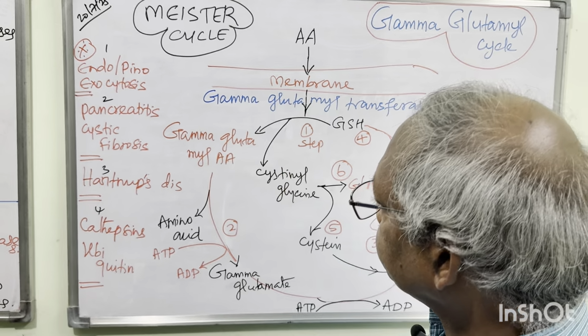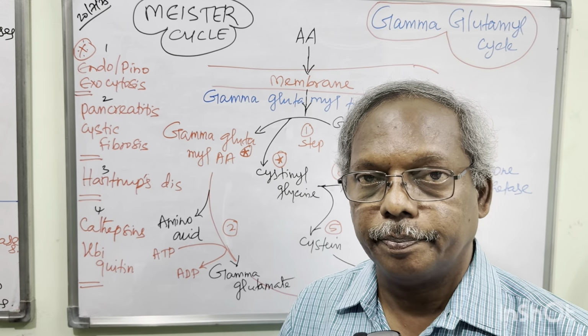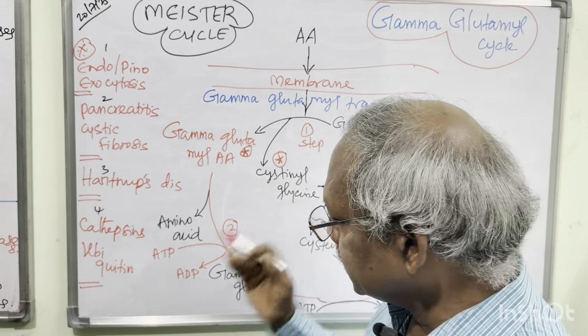This gamma glutamyl amino acid is converted into gamma glutamate, utilizing one energy molecule, ATP. The gamma glutamyl amino acid releases one amino acid and then synthesizes gamma glutamate. This is the second step. For this reaction, we require one ATP. Don't worry about the name of the enzyme; the enzyme is for here only.